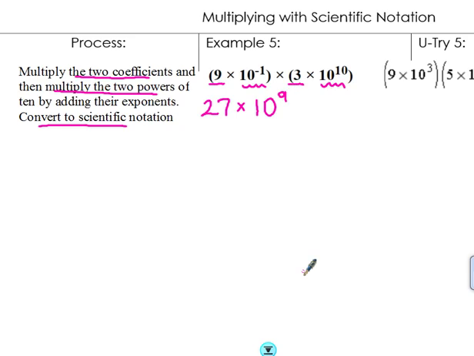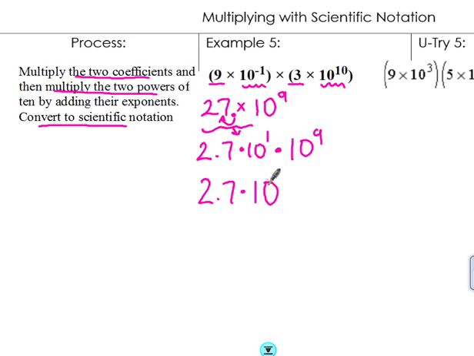Now 27 is not in scientific notation, it's too big. So we are going to move the decimal point one place to make it a smaller number. And I have 2.7 times 10 to the first power from 27. And I already had 10 to the 9th power, so we're just going to simplify this one more step. 2.7 times 10 to the 10th power will be our answer.